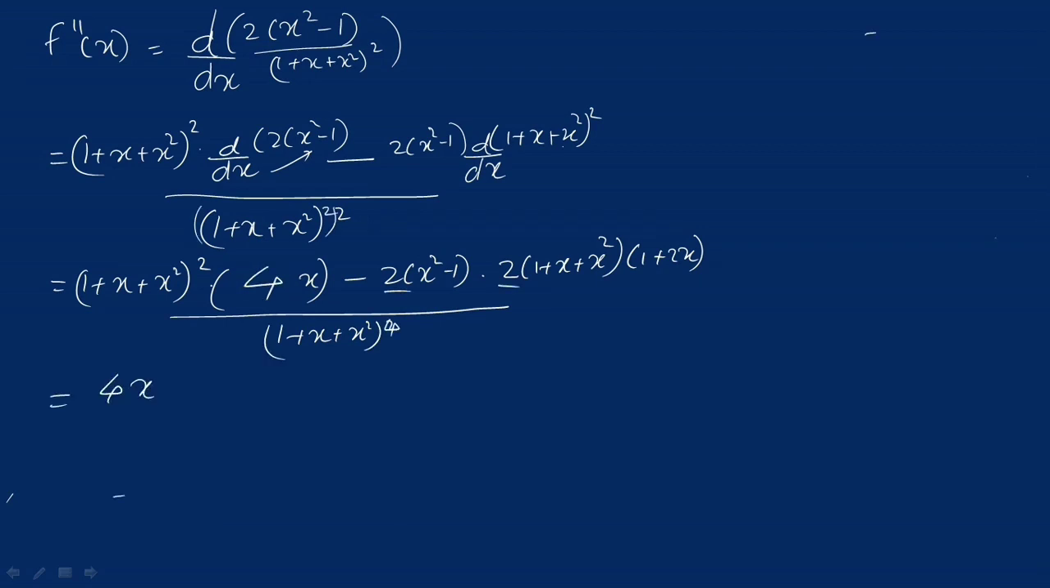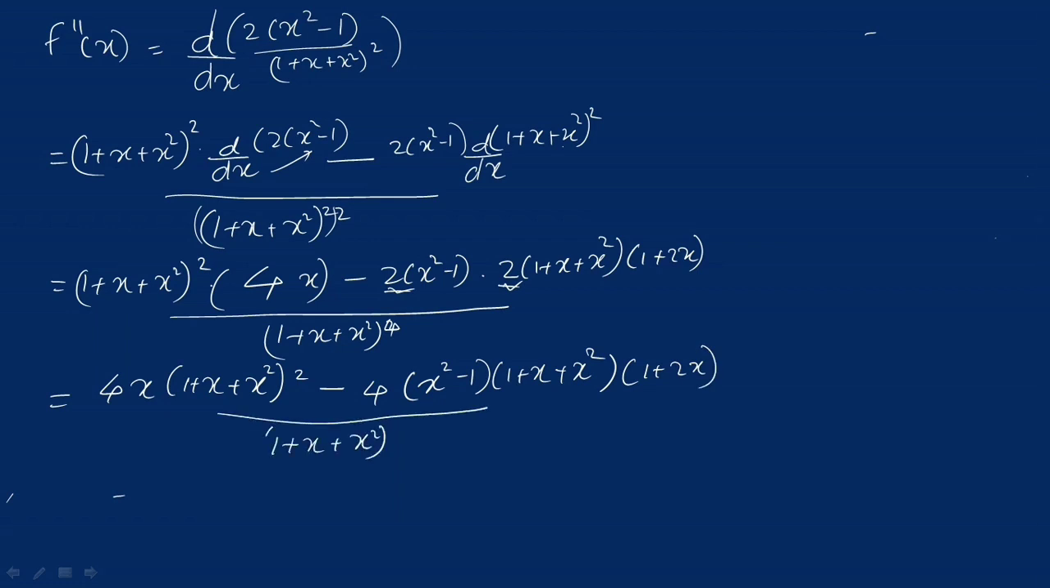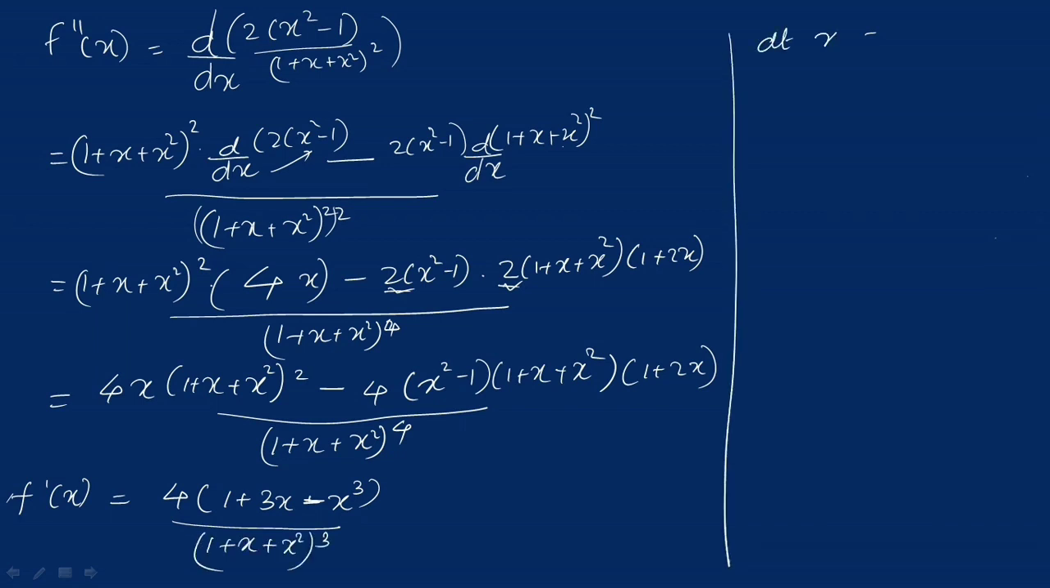So opening the bracket for the first term, we have 4x into 1 plus x square whole square, minus, again for the second term, we have 2 into 2 outside, that is 4 into x square minus 1 into 1 plus x square into 1 plus 2x, divided by 1 plus x square whole raised to 4. So when we solve this with this long method, we have f double dash of x equal to 4 into 1 plus 3x minus x cube divided by 1 plus x square whole cube.